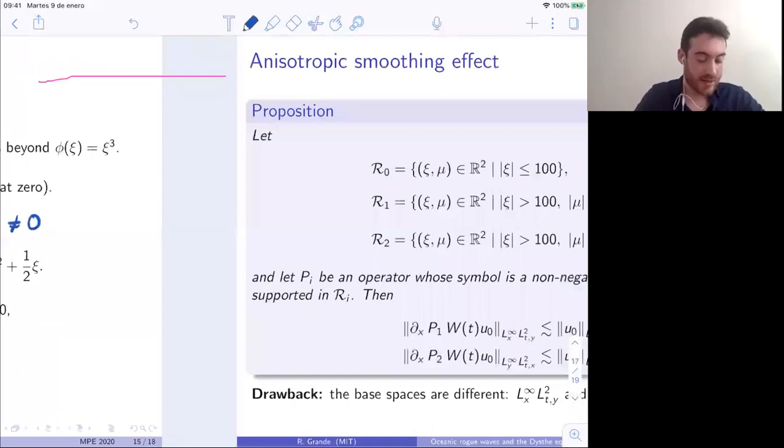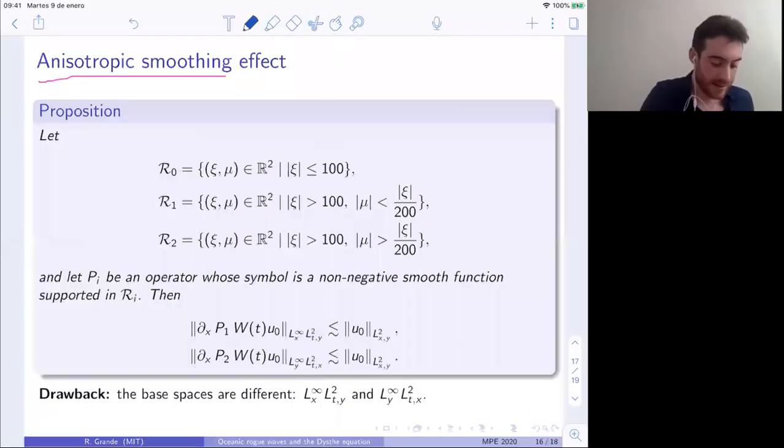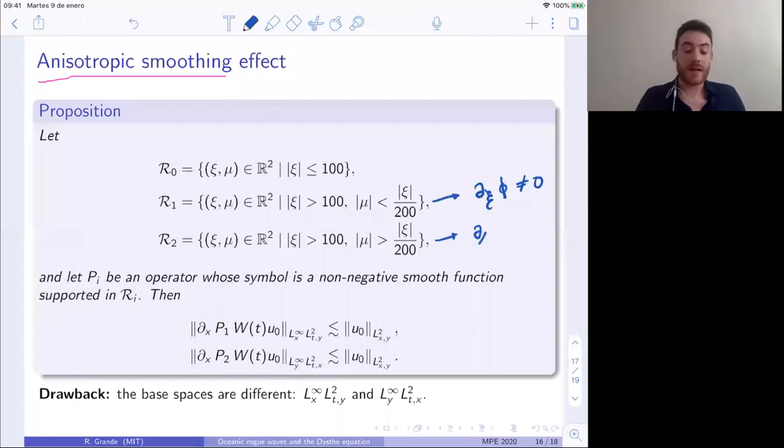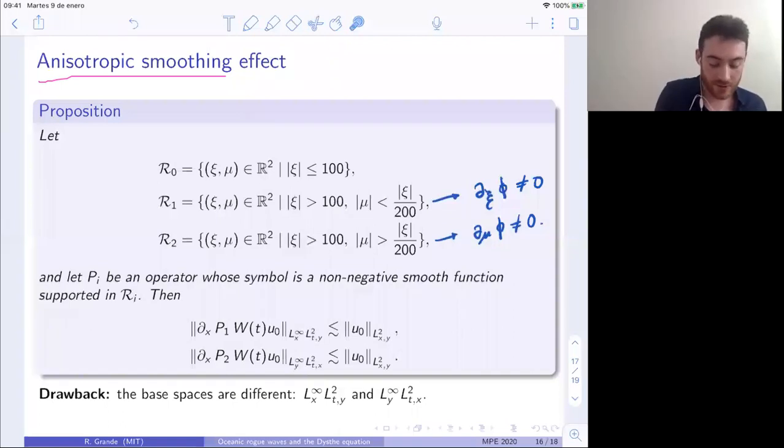Here's the kind of result that one can prove when we do that. Never mind these regions R1, R2. This one corresponds to the derivative with respect to the first variable not vanishing, and this one to the second one. Nothing special about it. The idea is that you take a smooth cutoff, P1 and P2, corresponding to each of these two regions, and then one can prove an anisotropic version of the smoothing effect on each of these two regions of space. I want you to notice that the variables x and y actually behave very, very differently.